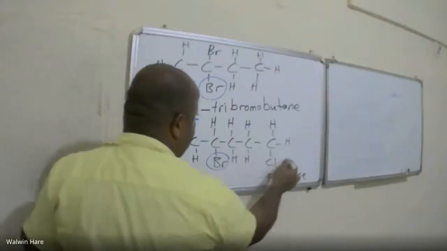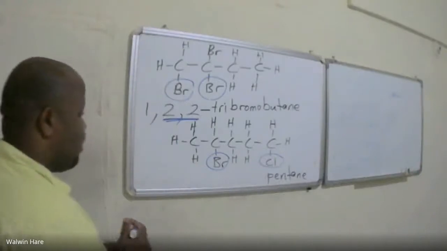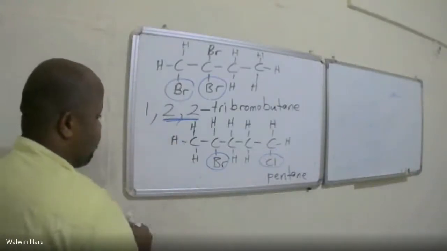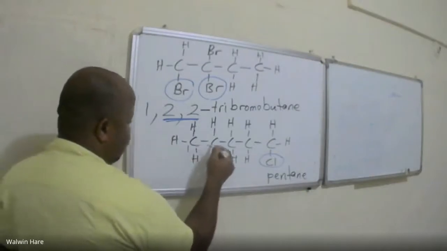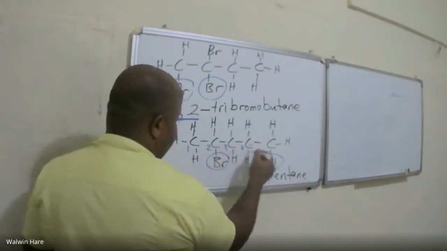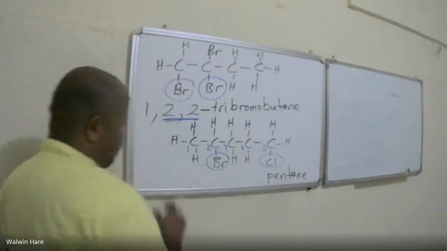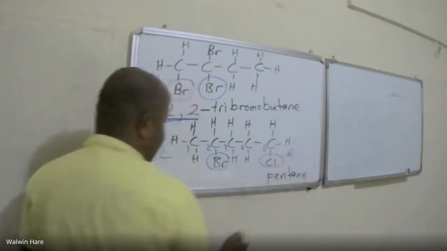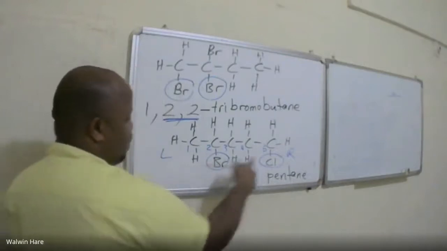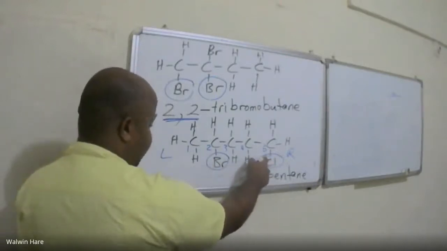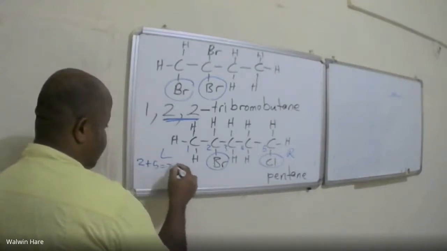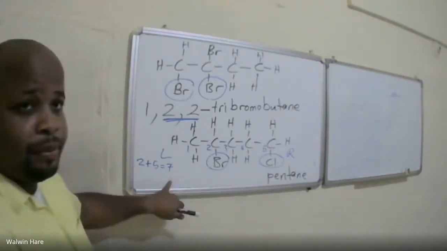Bromo and fluoro. Alright, if we start counting from this end, bromo is on carbon 1, 2, 3, 4, 5. So if we're counting from the left hand side over to the right, one is on carbon 2 and one is on carbon 5. So 2 and 5, that is a total of 7.